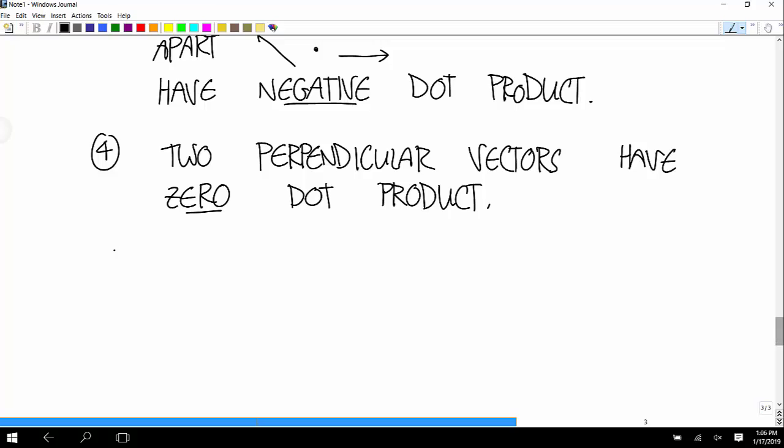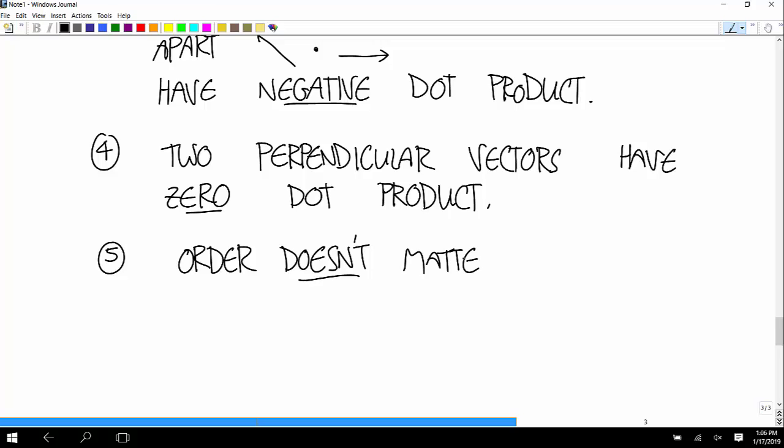And then the last one is the question that you just asked a minute ago. What about the order? Order does not matter for dot product. In other words, a vector A dotted with a vector B is equal to B dot A. Any questions about dot product?